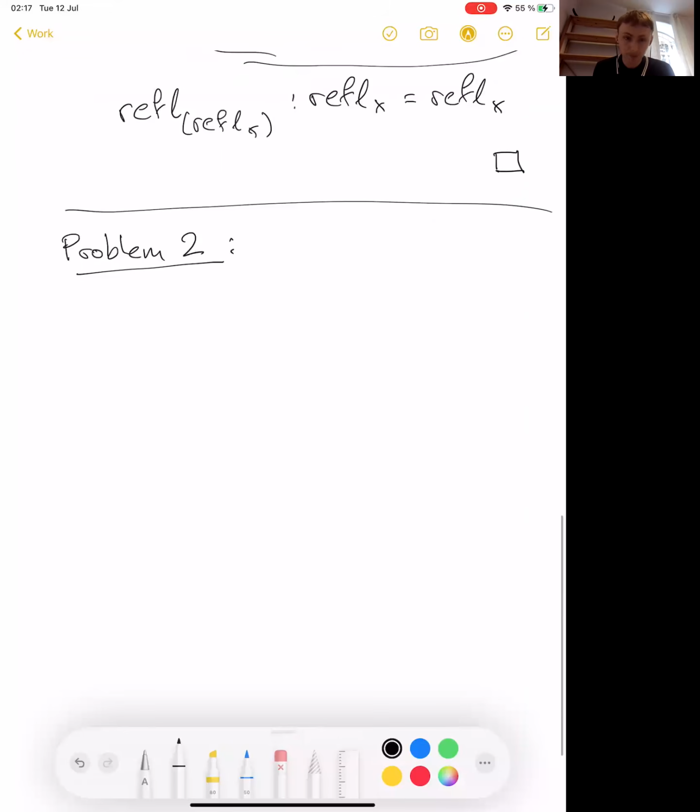Okay. Problem 2. We define the projections. Sorry, I should really say what these things are before I do this. Sorry. Let's start. Too fast. Okay, so let A and B be two types. Now we can define the product of A and B.